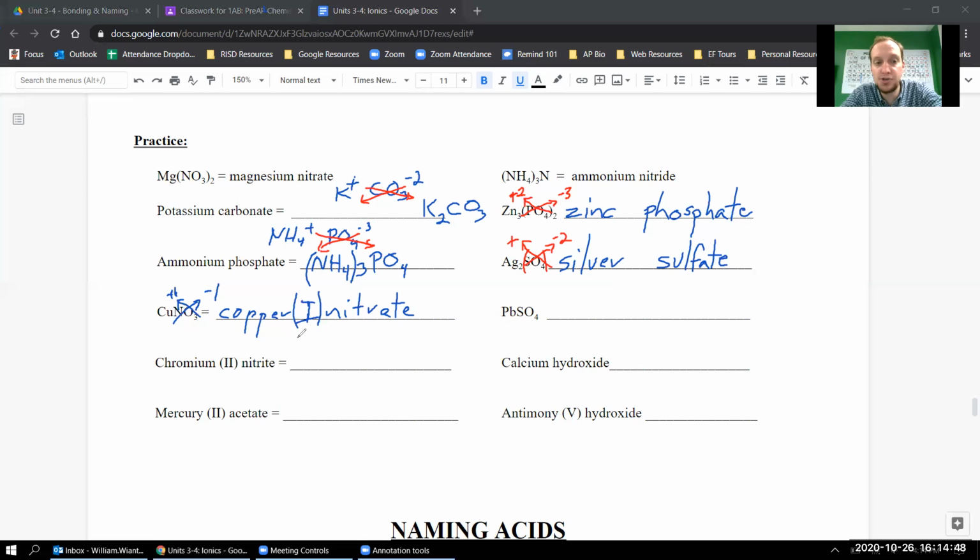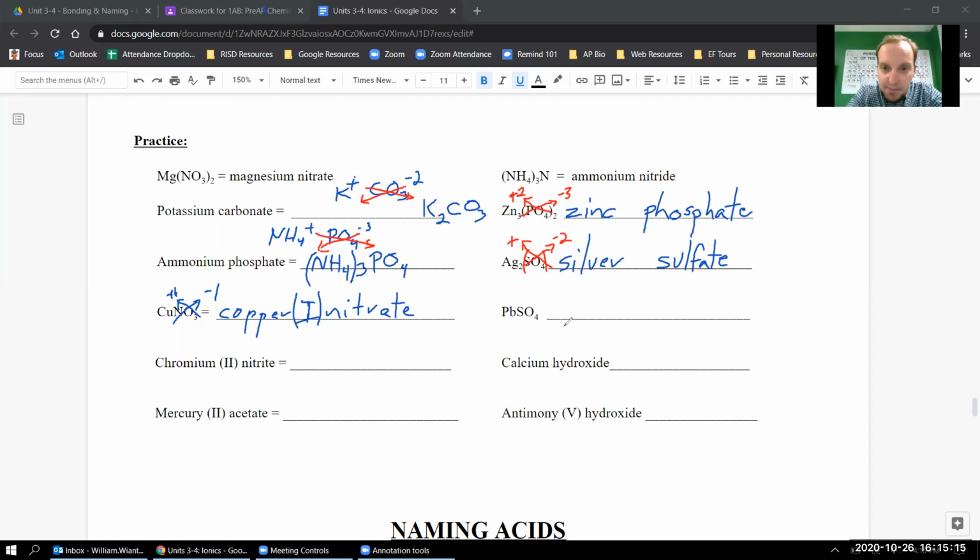For example, if the copper charge was 2, it would be Cu(NO3)2. If the charge of copper was 3, it'd be Cu(NO3)3. But the fact that there is nothing after the NO3 tells me the charge of the copper must be equal to the charge of the nitrate, which in this case is a 1. All right, so hopefully your head's not hurting. Let's go ahead and push forward.